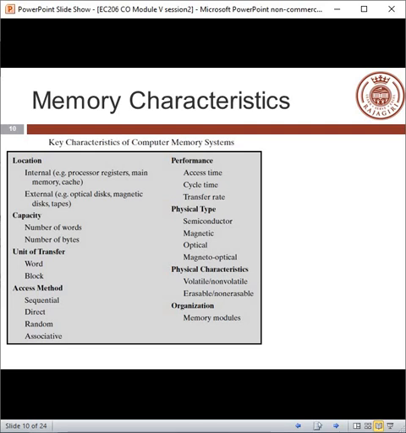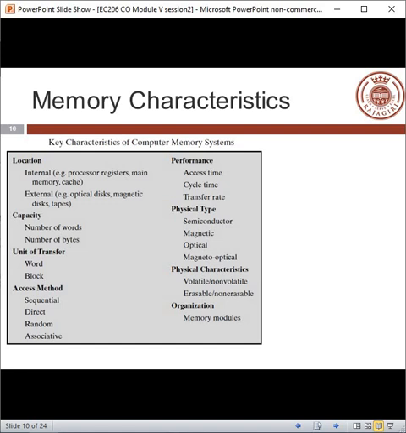The second parameter we are going to compare is the capacity of data it can store. For a small memory, something like internal memory, normally we talk about the number of bytes it can store. If it's a large memory, normally we talk about the number of words it can store.